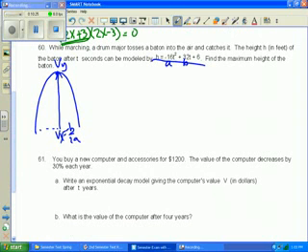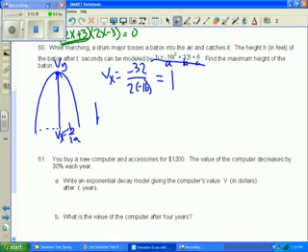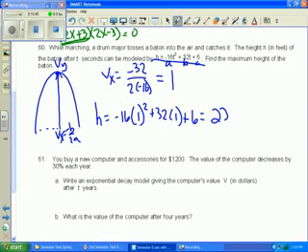So there's a, b, and c. So my x value of the vertex is negative b over 2a, and that ends up being 1. Plug that back in to get the y value of the vertex. And that answer is 22 feet high.